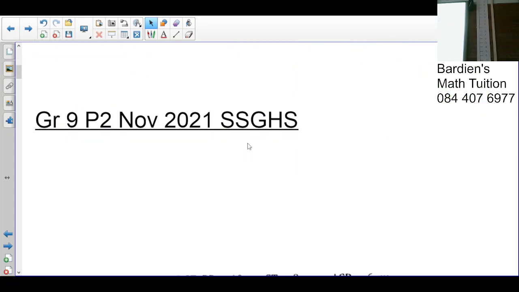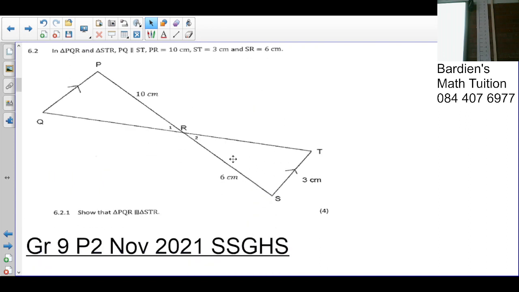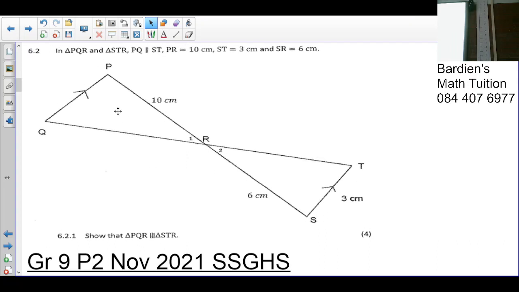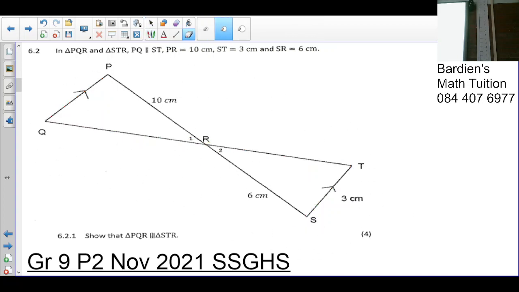Let's go to the next question. 6.2. In 6.2 we are told that in triangles PQR and STR, PQ is parallel to ST. If those lines are parallel, what can we conclude? Angle Q is equal to angle T, alternate angles, and angle P is equal to angle S. I'm talking about the lines that are parallel. We are told that RP is 10, ST is 3, and SR is 6. The question says show that triangle PQR is similar to triangle STR.